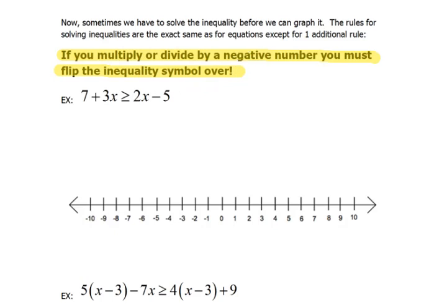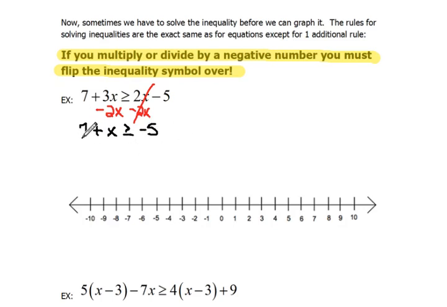So let's show how this works. Let's look at a couple of examples. Here we have 7 plus 3x is greater than or equal to 2x minus 5. Well, let's move our 2x over to the left by subtracting 2x from both sides. We would really like to keep our letters on the left and numbers on the right in this case. So this is going to make 7 plus 3x minus 2x, which is a positive 1x, greater than or equal to negative 5.